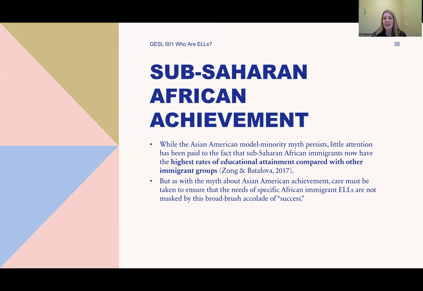the fact that sub-Saharan African students have the highest rates of educational attainment compared to other immigrant groups. So incredible data. But as long as this myth about Asian American achievement exists, we have to take care of our specific students, our specific African immigrant ELLs, and not just mask this broad brush accolade of success. So we really need to look at our students on an individual basis.